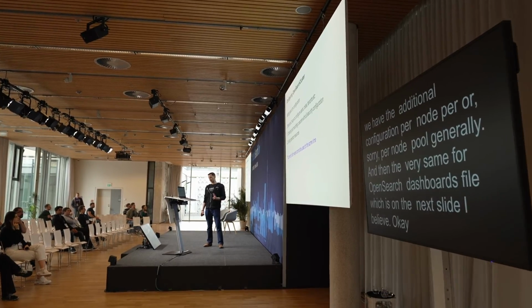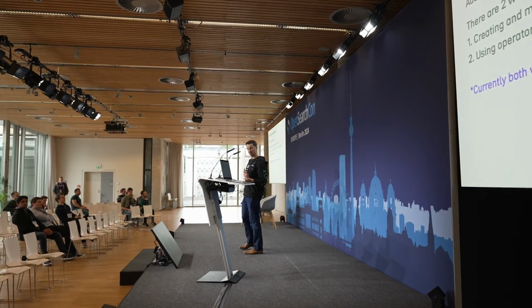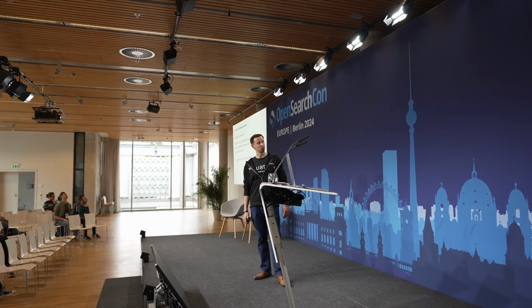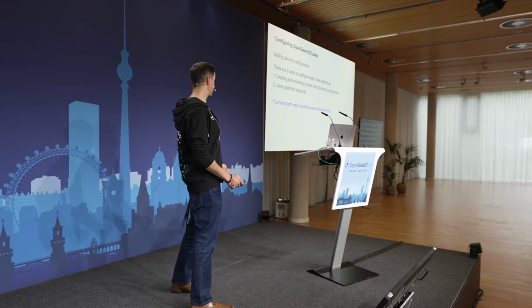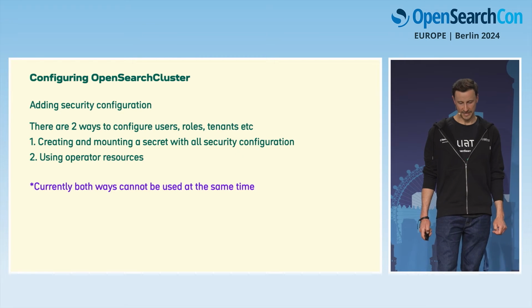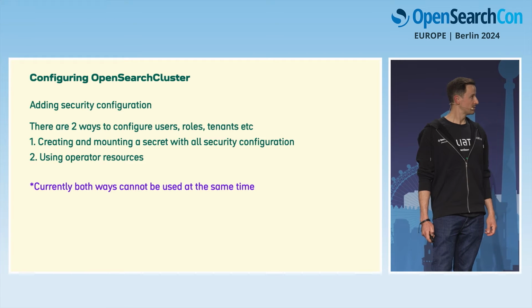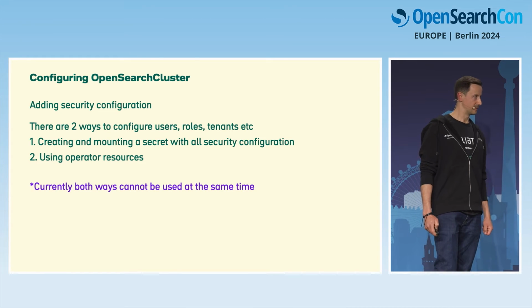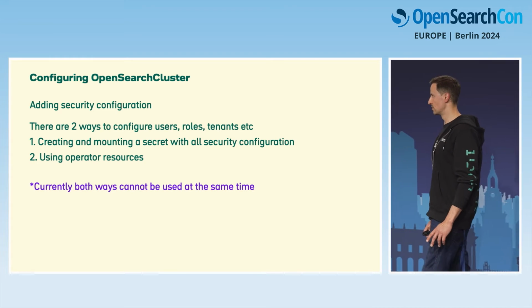Security configuration. So 2 ways to do it. Operator brings you an additional way to do it, which perhaps surpasses my favorite way. But you can either create and mount a secret with all the security configuration. Very useful way to do it. Again, my favorite way to do it. But the new way is you can use the operator resources. And it's part of the new CRDs that were added as operator. And we will look at them now. Now, just don't use both at the same time. Not a good idea. They override each other, and they clash, and they cause problems.